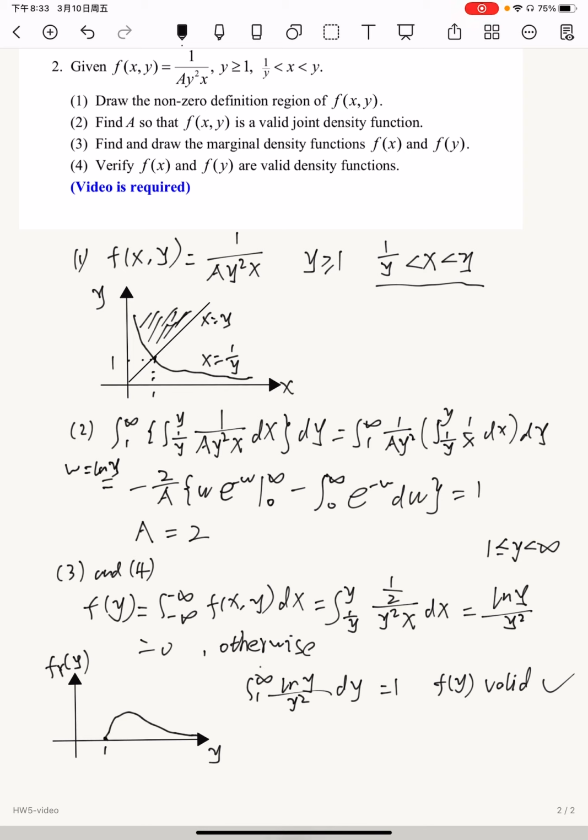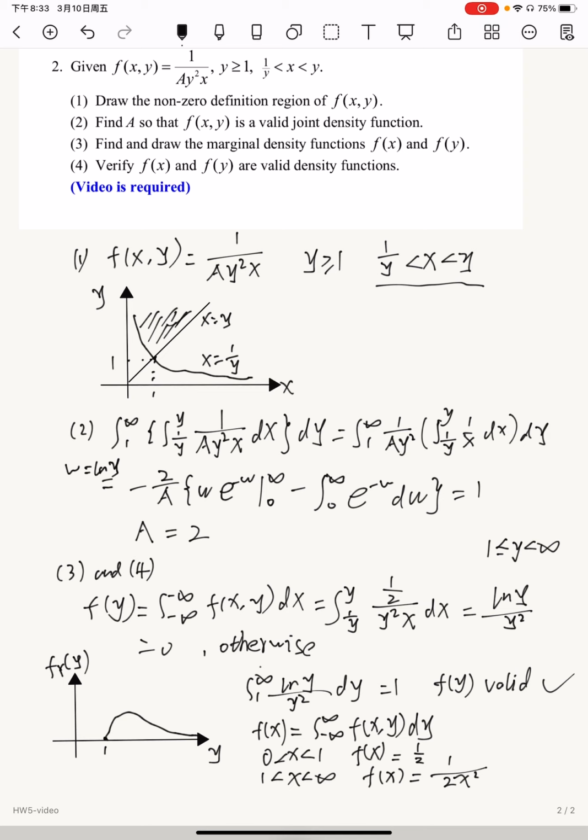And then let's calculate f_X, which equals the integral from minus infinity to infinity of f(x,y) dy. And after calculation, we know that when x is from 0 to 1, it equals half. When it's from 1 to infinity, f_X equals 1 divided by 2x squared.